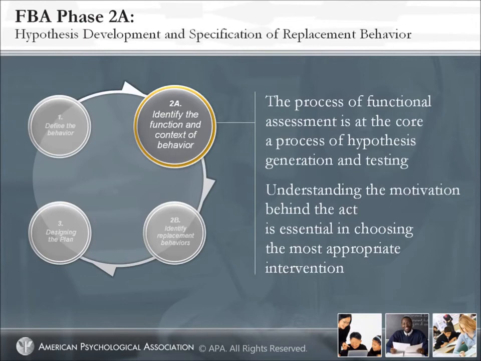Typically, data from interview, observation, and checklist are used to generate hypotheses about maintaining causes and conditions in two areas. First, what are the setting events or environmental conditions, for example, individual seat work, playground, or classes right after lunch, that make the occurrence of the behavior more likely? Second, what is the student getting out of behaving that way? Understanding the motivation behind the act is essential in choosing the most appropriate intervention.